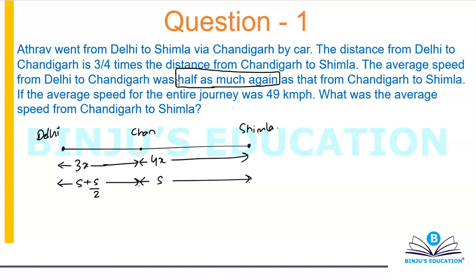If the average speed for the entire journey was 49 kilometers per hour, what was the average speed from Chandigarh to Shimla? Basically, we need to calculate the value of S. Once we know S, we can calculate 3S by 2 also. It's not a big deal. Let's see what we can do.